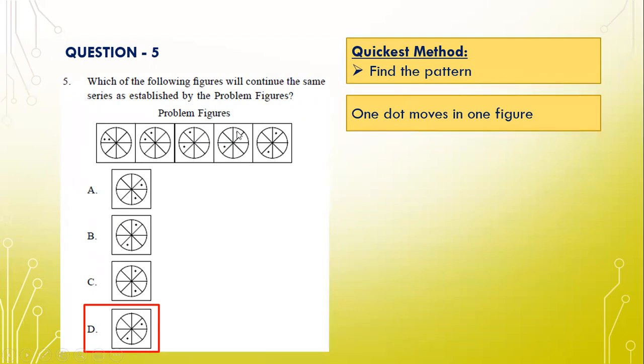So the first dot has moved here. The second dot has not moved. Now the second dot is moving, the first dot is still here. Now the second dot has moved here. So in the next figure, the second dot will not move, but the first dot will move, isn't it? So the second dot has not moved, but the first dot has moved from this to this. Okay, a good question.